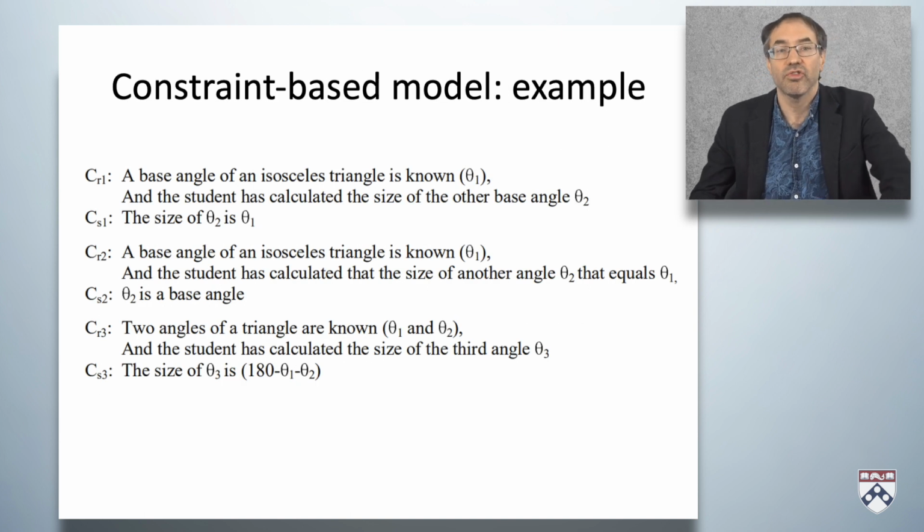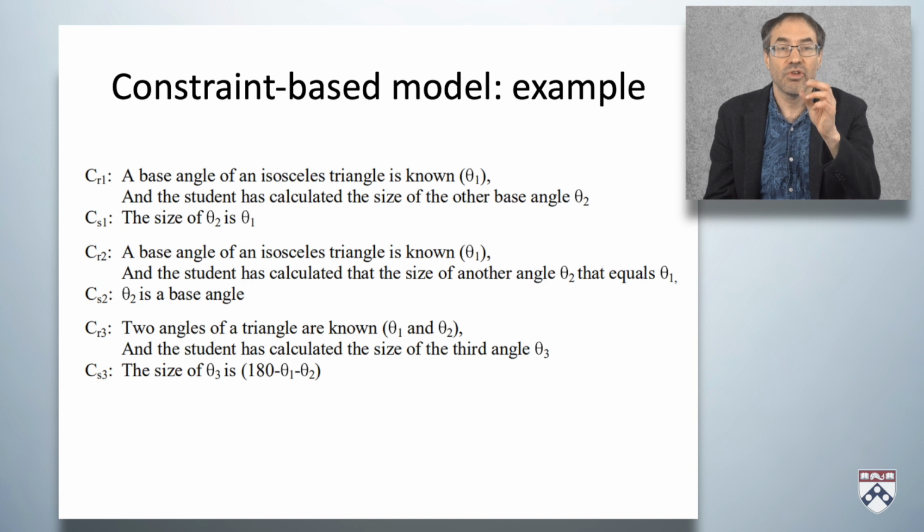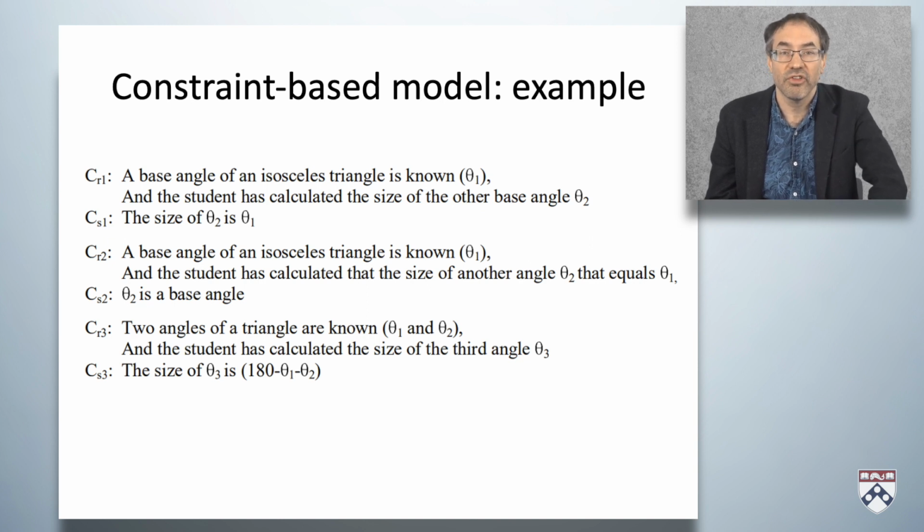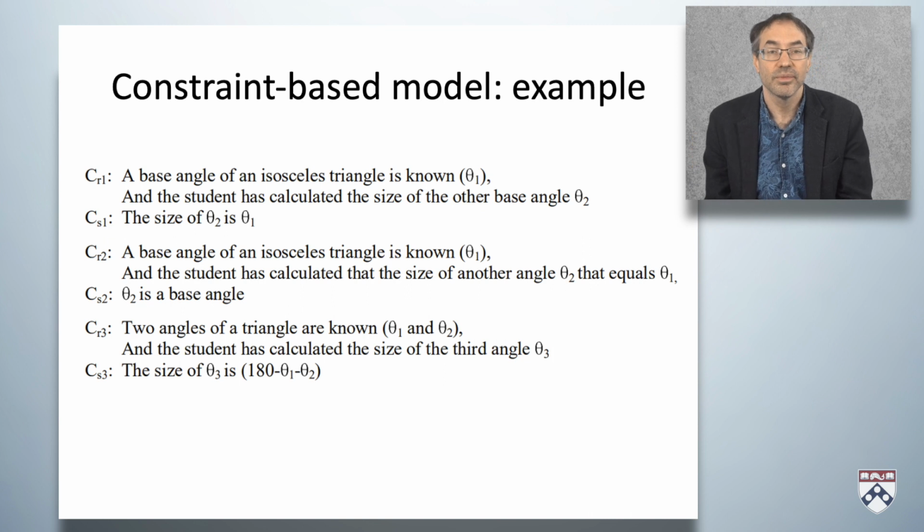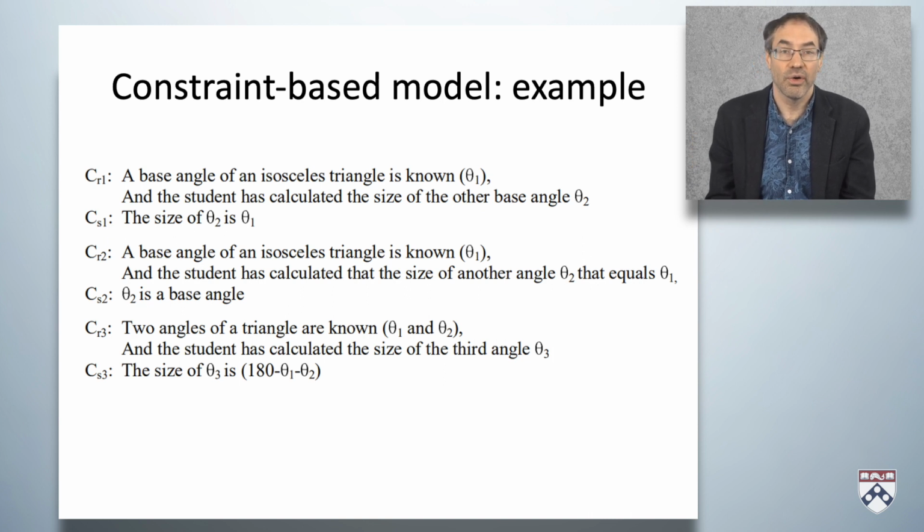So here's an example of a constraint-based model. Constraint: a base angle of an isosceles triangle is known, and the student has calculated the size of the other base angle. Therefore, the size of that must be this. Another constraint: a base angle of an isosceles triangle is known, and the student has calculated the size of another angle that equals that. Therefore, this other one is a base angle. Or, two angles of a triangle are known, and the student has calculated the size of the third angle, and we can therefore from that calculate the size of that.